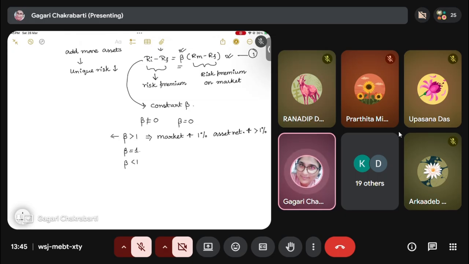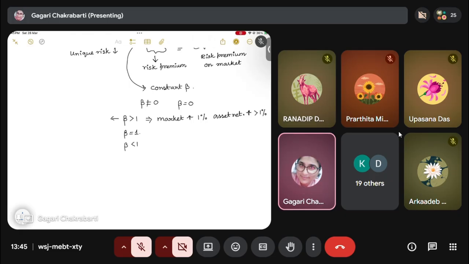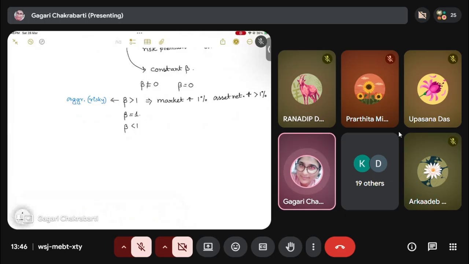So asset return will increase by more than 1%. So these types of assets are called what? কি বলা হয় এই অ্যাসেট গুলোকে? জানো? These are called aggressive assets. Now these aggressive assets are in fact very very risky. কেন? এই যে দেখো, এটা দেখে তো তোমার মনে হচ্ছে যে if the market is rising by 1%, asset return is rising by more than 1%, so it's good.